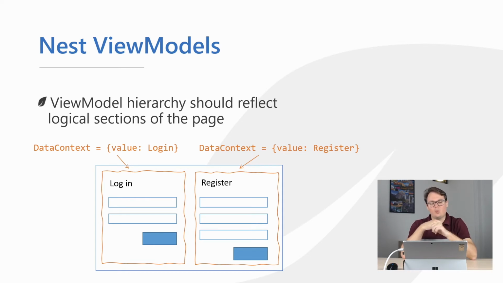It's easier to start with tiny view models for each logical section, and then have one view model that will only contain the login and register objects, and these will be the nested view models, basically the child view models. So if the page has multiple independent sections, make sure you create a separate view model for each one, and the page view model will be really simple because it will just have two properties, the login view model and register view model.